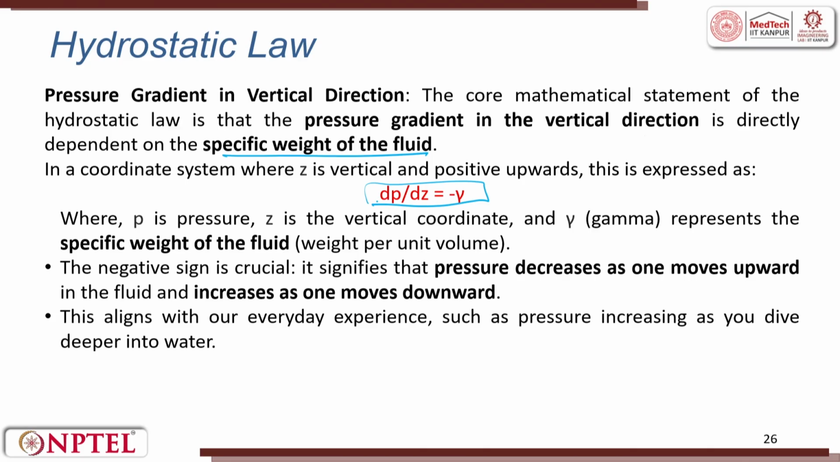In the coordinate system where Z is the vertical and positive is upward, this can be expressed as dP by dZ, the pressure drop over the Z direction, is minus gamma. Here P is the pressure, Z is the vertical coordinate, and gamma represents the specific weight of the fluid, which is nothing but weight per unit volume. The negative sign is crucial because it specifies that the pressure decreases as one moves upward in the fluid and increases as one moves downward in the fluid. So this negative is very important.